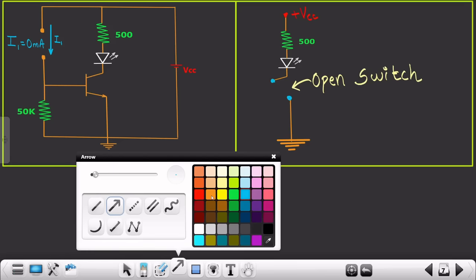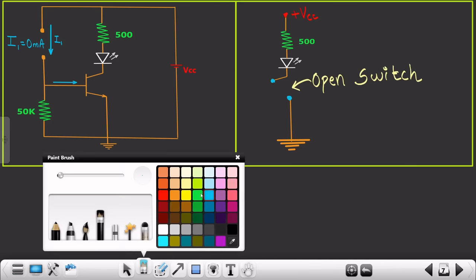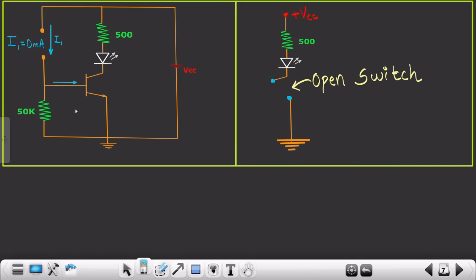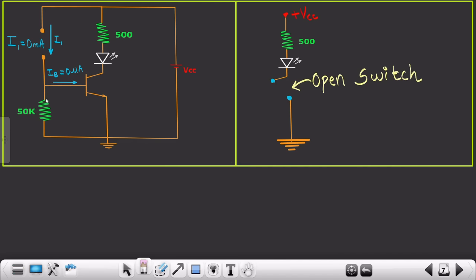So that means what, let me just decrease the width of this particular line. Yeah, so the current IB, which is flowing in the base terminal of the transistor, would be 0. Since your I1 is 0, therefore your IB would also be 0 microampere. That means the voltage drop across this base emitter terminal, VBE, is going to be less than 0.7 volts. So your transistor is going to operate in the cutoff region. I hope you are able to understand this particular point, my dear student.